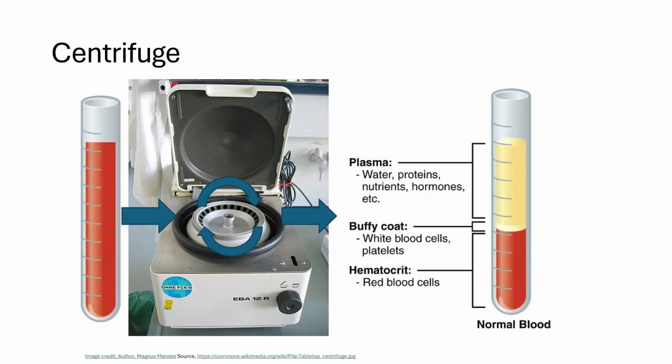A centrifuge is used to separate blood components. A blood sample is spun at high speed, causing denser components to move to the bottom and less dense components to rise to the top. After centrifugation, the top layer is plasma containing mostly water with dissolved solutes such as electrolytes, nutrients, proteins, and hormones. The middle layer is the buffy coat containing leukocytes and platelets. The bottom layer is the hematocrit containing primarily erythrocytes.